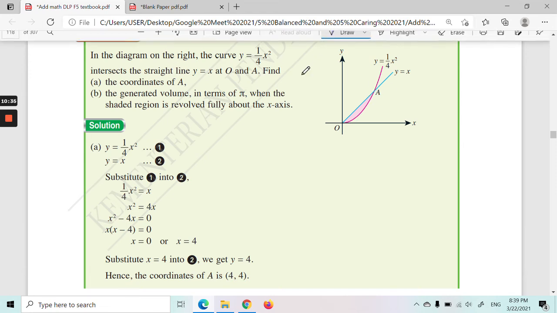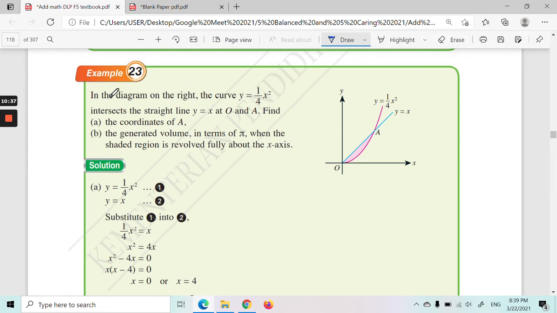What happened in this question? So let's look at the question. In the diagram on the right, this curve intersects the straight line at O and A. So we have two intersection points. One is (0, 0). Another one is this point.